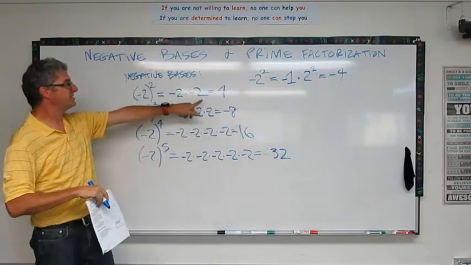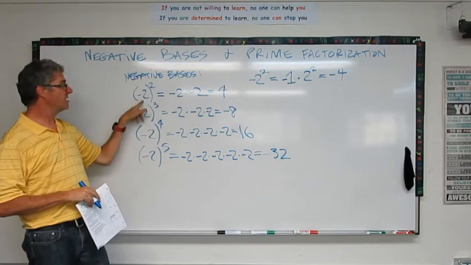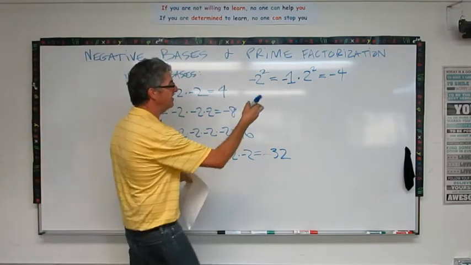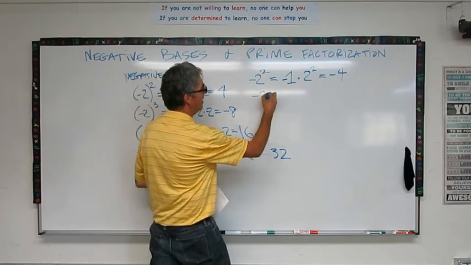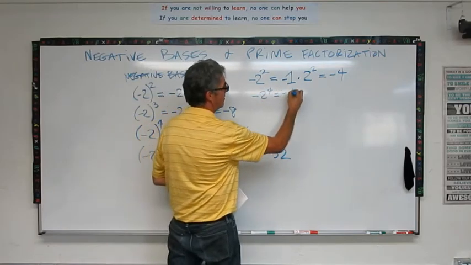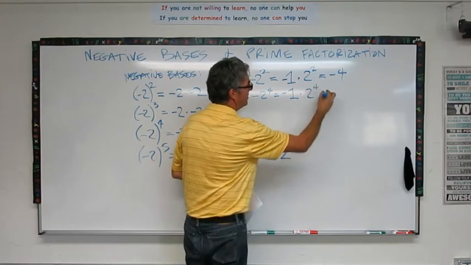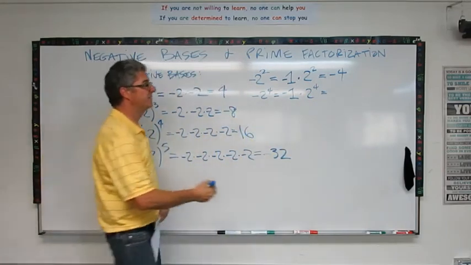No, I'm sorry, it's not the same result. Notice how when we squared negative 2, we got positive 4. Now we end up with negative 4. In fact, no matter what you do, your answer is going to be negative.